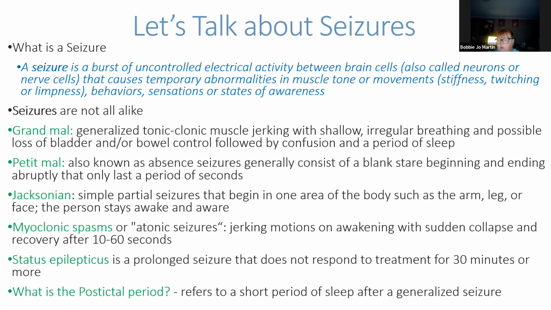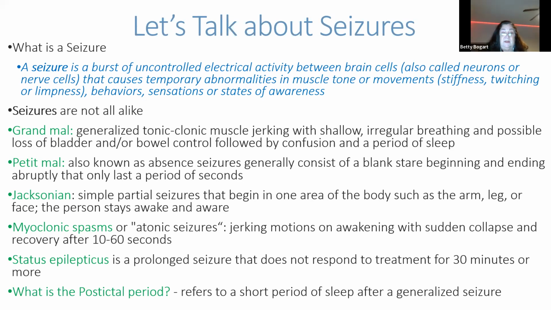Right. Yeah. Jacksonian is a simple partial seizure that starts in one area. Could be an arm, a leg, a face, and they're awake and alert and know what's going on. Myoclonic is jerking motions on awakening, and then suddenly you just collapse, and then you're okay within a minute.